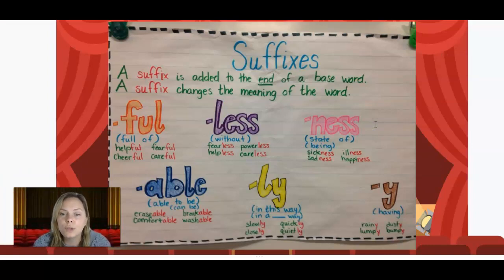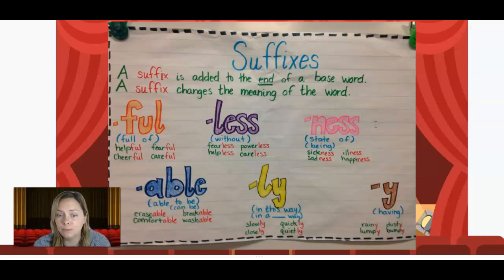This is a visual for you to be able to look at and give you some examples of what a suffix is. So first, a suffix is added to the end of a base word. So your main word, and then this is at the end of it, and it changes the meaning. So here's some examples of suffixes: full, less, ness, able, ly, or y at the end. So let's look at those individually.